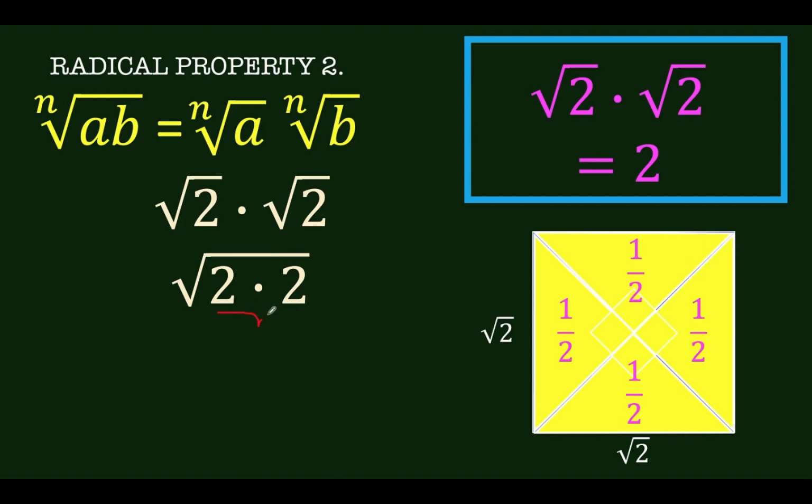i-multiply lang itong duwang radicals, yun na po ining 2 times 2. Then, 2 times 2 is equal to 4. So, finally, the product of square root of 2 times square root of 2 is equal to 2, na consistent po digdi sa nakuha sa bago using geometric interpretation.